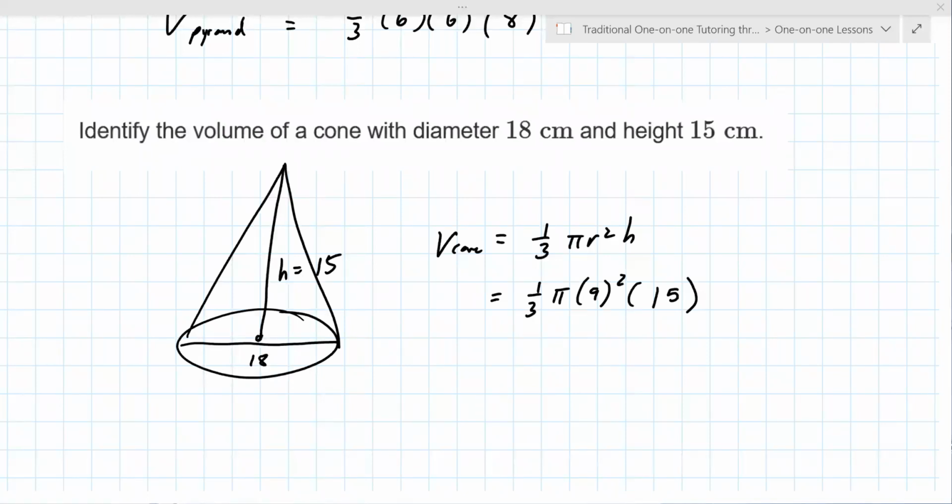1,272.3. Perfect. This is going really fast.